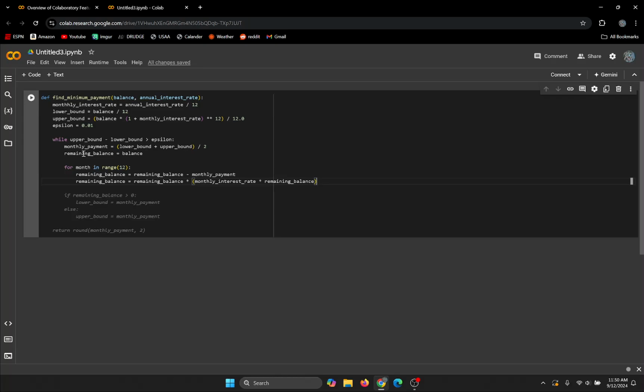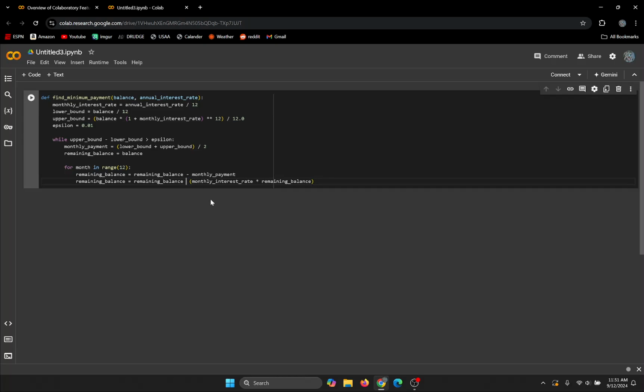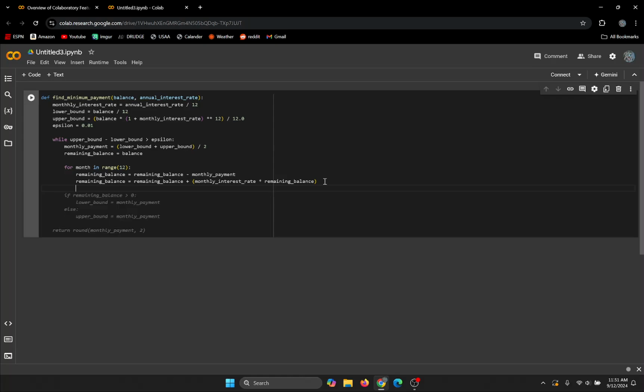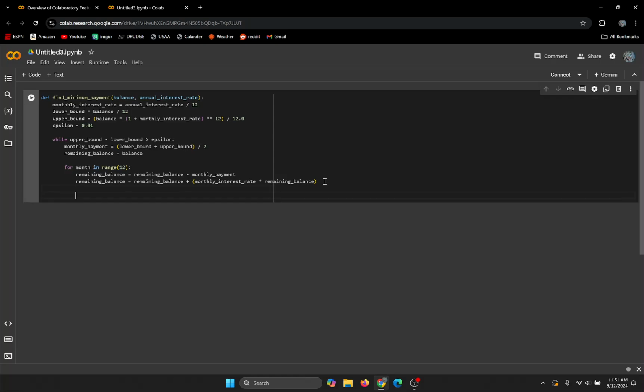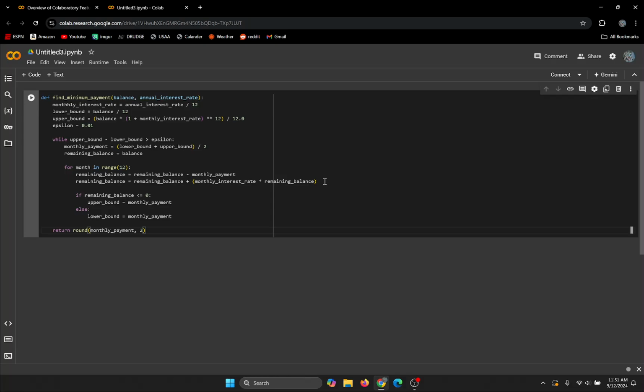So these are the two lines that update the remaining balance for each month. The first line subtracts the monthly payment from the remaining balance, and then the second line adds the interest rate to the remaining balance. That's not right. That needs to be an addition. It might be right, but I'm going to type it out.